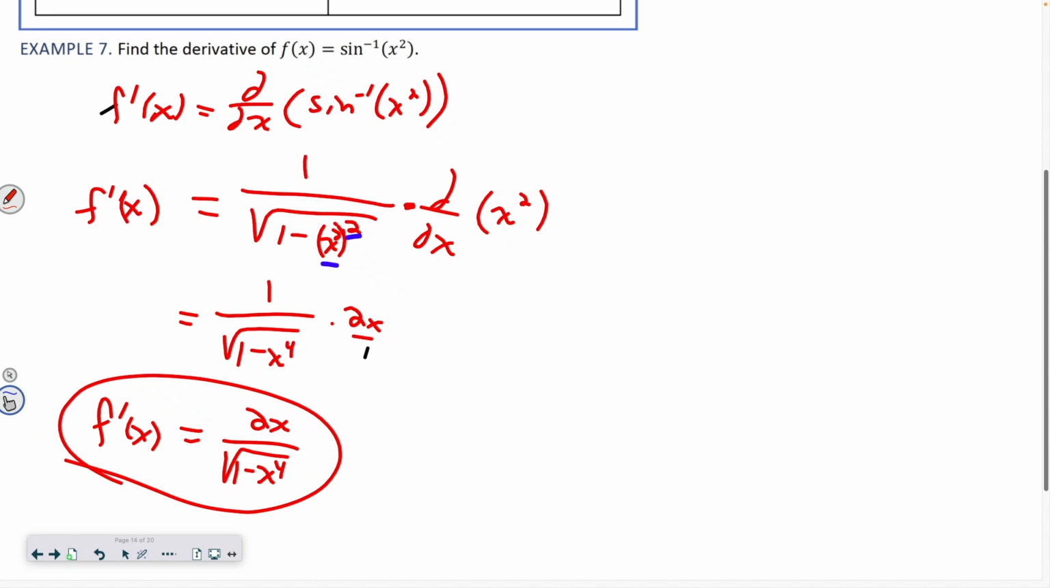Wait, why doesn't the square root cancel with the 2? You cannot take the square root of each individual piece. Right? What part is confusing?